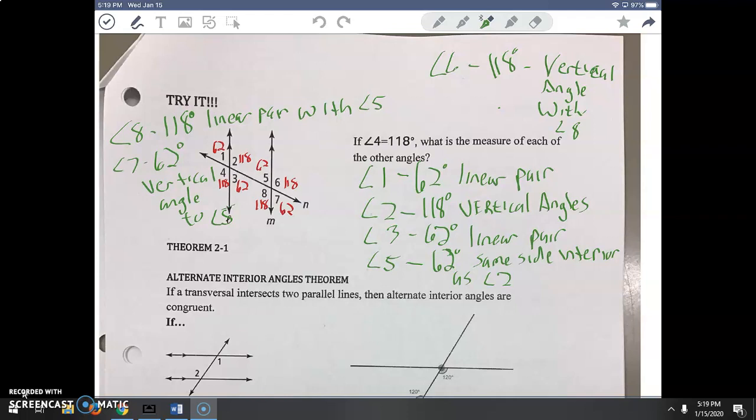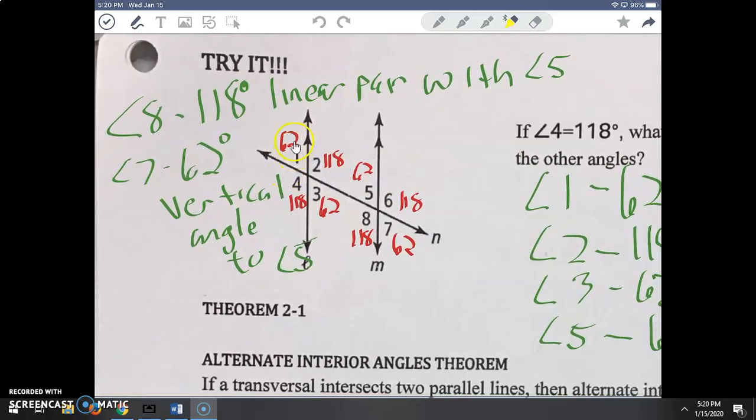Angle 1 is a linear pair to 4. Angle 2 is a vertical angle to 4. Angle 3 is a linear pair to angle 4. Angle 5 is the same side interior to 2. If we go over to angle 8, angle 8 is 118, a linear pair with 5. Angle 7 is a vertical angle to 5. And angle 6 is a vertical angle to angle 8. And then I got everything located here as well. Got all these angles marked how they should be.